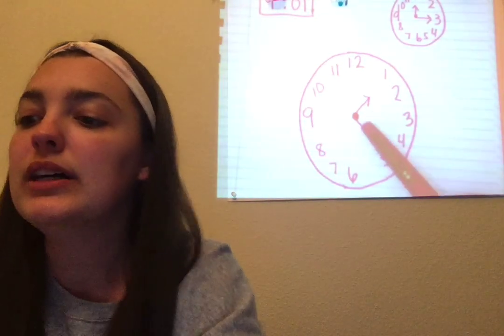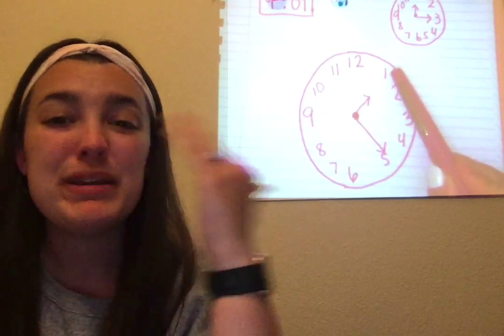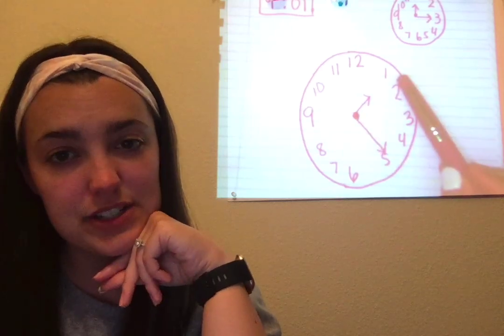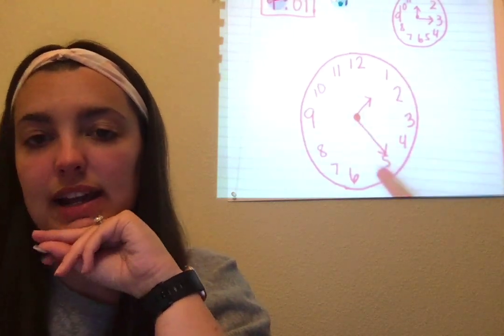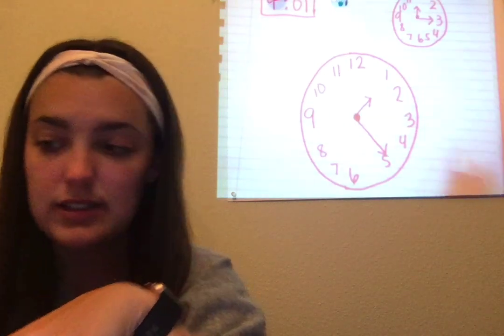So for example, this shorthand is pointing pretty close to that number 1. So that means it must be 1 o'clock. Okay? Shorthand tells you the hour. The longhand tells you how many minutes past the hour.